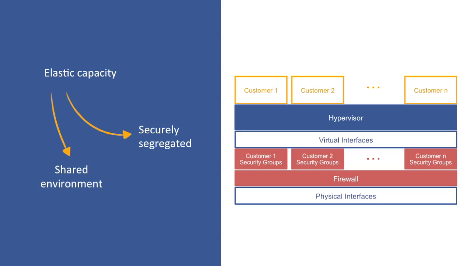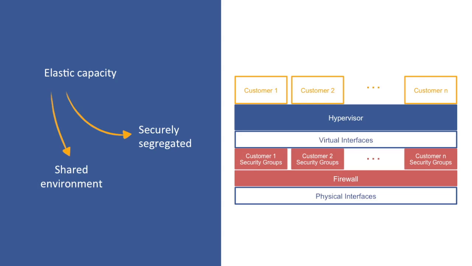So drilling down into elastic capacity and then getting into the technical nitty-gritty of how this thing hangs together. So it's a shared environment. So everything that's run in EC2, you could be on a physical host with other customers. And it's securely segregated. And it's worth stepping through how that works and the infrastructure that we use. So shown on the right is a logical diagram of a physical host within EC2, where many customers can reside. They're shown as customer 1, 2 to N.